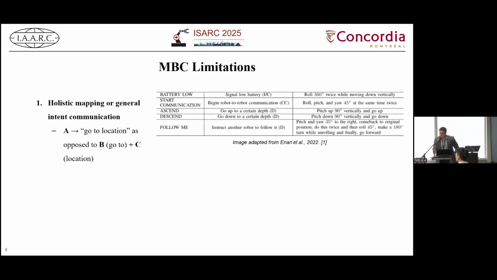Some of the limitations in the existing research: a lot of times there is a holistic mapping. What I mean by that is you'll have a message such as follow me, and that'll be a certain sequence of motions, and it's not usually broken down into semantic symbols. So instead of having a message go to location, we'll have to make an entirely new set of messages for go to and location because it's not broken down into these linguistic symbols.